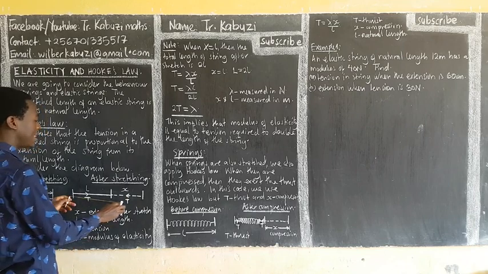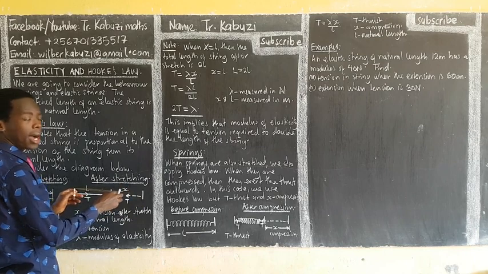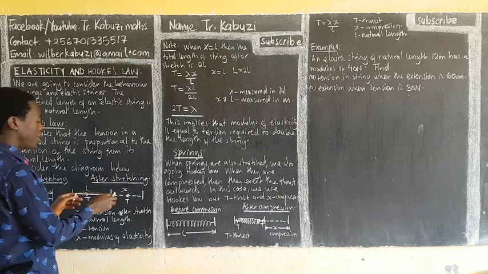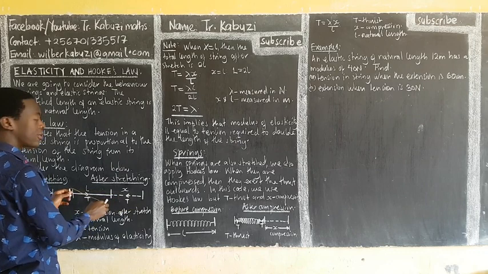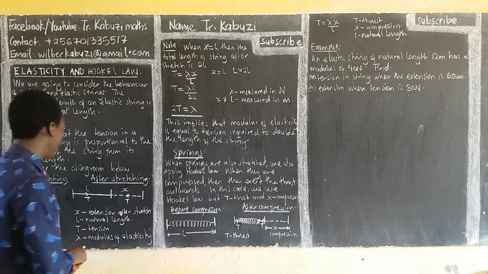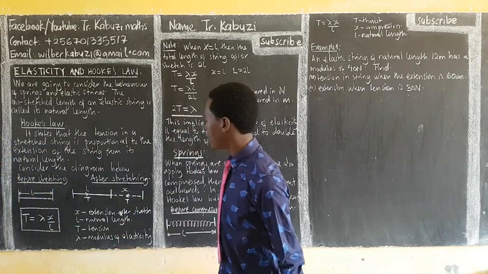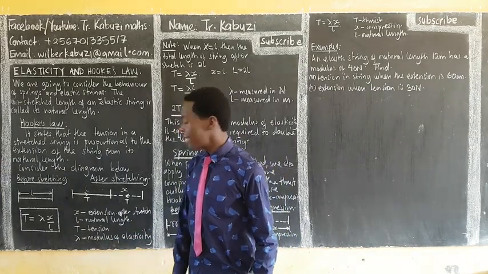But when I stretch this string like this, you see there is some tension that is pulling this string to come back to its natural length. So this tension is acting this side and is also acting this side. So there is always tension in that elastic string. So x here stands for our extension after the stretch. L stands for the natural length. Then T stands for the tension.